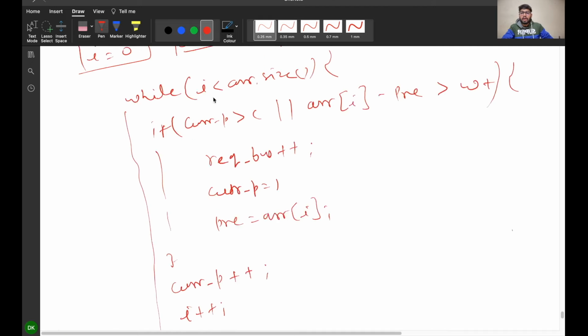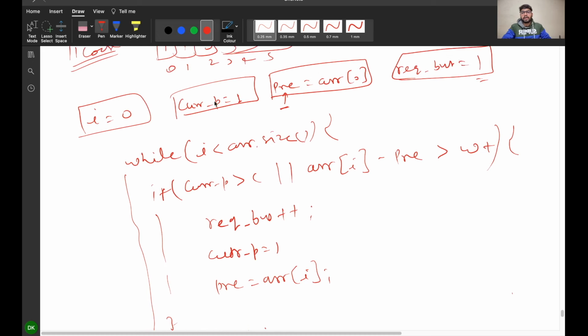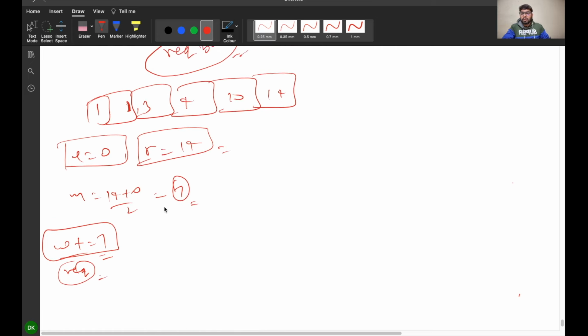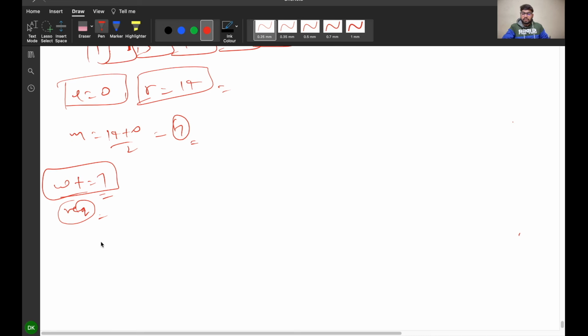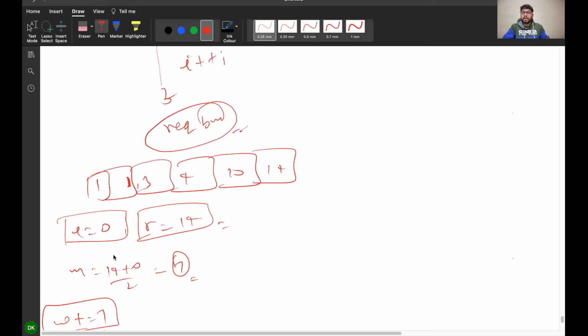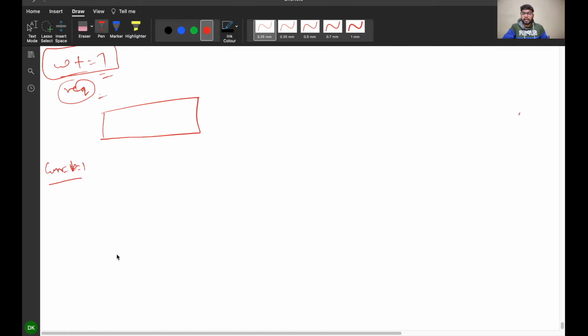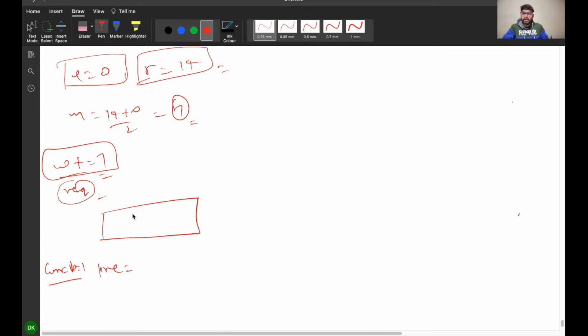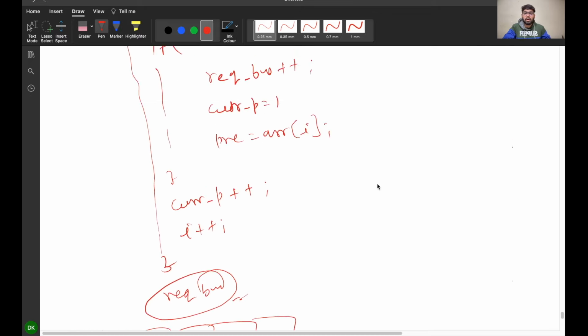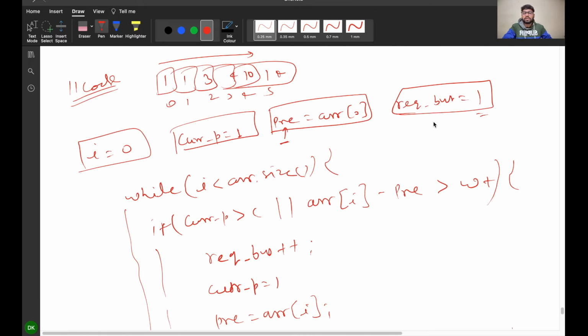How can we find that? We can simply initialize an iterator, current person as 1, pre as ARR 0 and required buses as 1. So in bus 1, what is my current person right now? 1. What is my pre? That is also ARR 0. So ARR 0 is 1, current person is 1, and required buses is also 1.